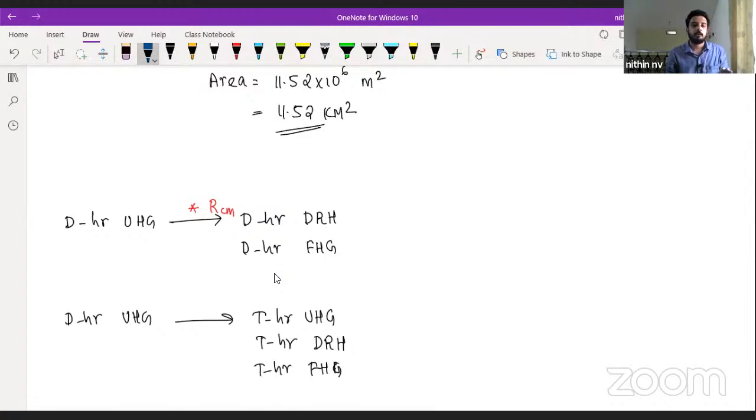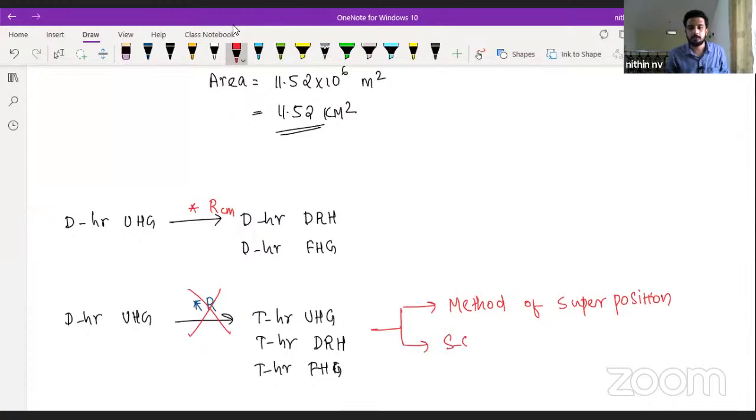Okay, then we cannot use this multiplying with runoff. This is absolutely wrong. For this, we have to use either method of superposition, or we have to use S-curve method. Okay, so how we are going to decide a method of superposition and S-curve, in detail, I have explained in the last year video, which I have already told you. You can just watch that for more explanation.